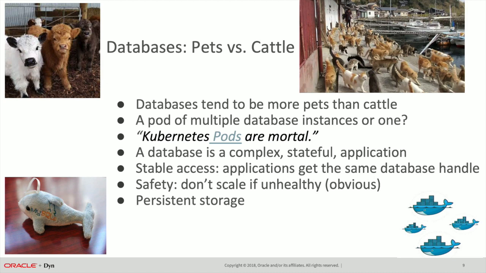So, databases: this whole question of pets versus cattle. Databases tend to be much more pets than cattle. Our databases, it's our data. It's the most important part of the entire stack, I would say. Applications come and go, they run, but they need the database for persistence. They need that data that they're going to serve up. So they're long lasting. A pod of multiple database instances or one. When you read a description of a pod, it says one or more containers running on a machine.